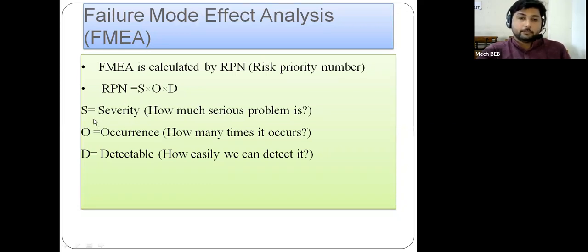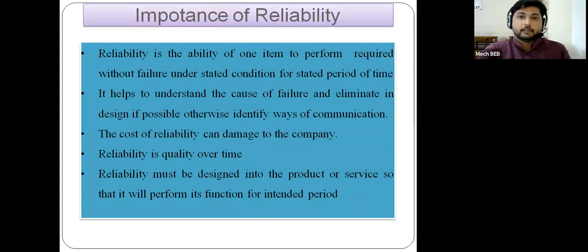Here S represents severity. Severity means how serious the problem is. Then O represents occurrence, meaning how many times it occurs during the working time or functionality time. And D means detectability. Detectability means how easily we can detect it. So by using the three variables, SOD, we can calculate RPN, and it relates to the FMEA, that is failure mode effect analysis. Getting everyone.